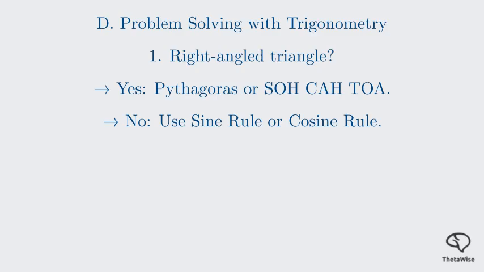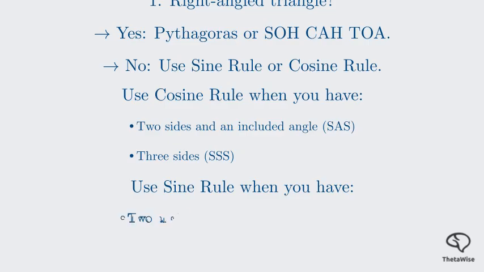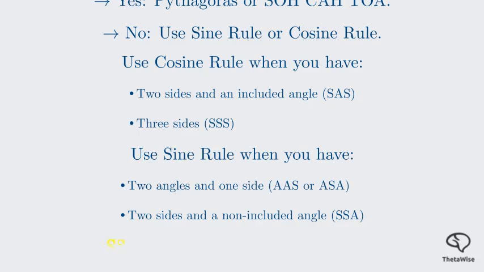Do you have two sides and an included angle, SAS, or all three sides, SSS? If so, use the cosine rule. The cosine rule guarantees a single solution and is the safest choice in these cases. If you don't have SAS or SSS, you likely have two angles and a side, AAS or ASA, or two sides and a non-included angle, SSA. In these cases, use the sine rule. And remember our caution for the SSA case. The sine rule with two sides and a non-included angle requires you to check for two possible solutions.